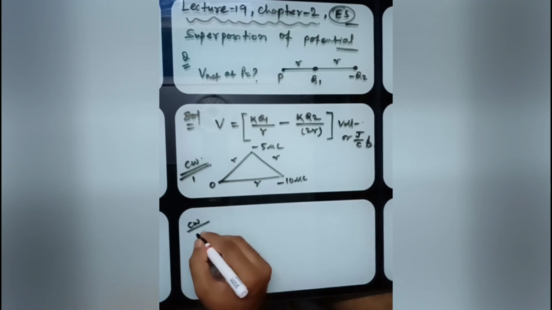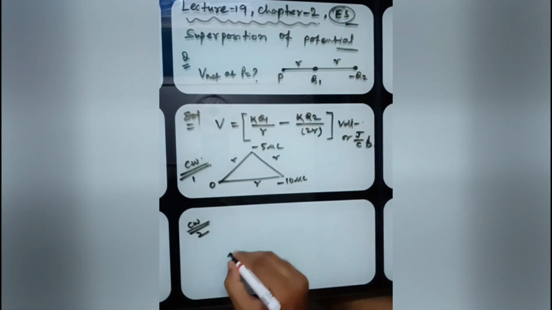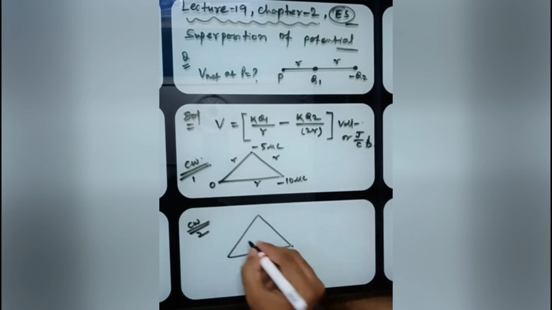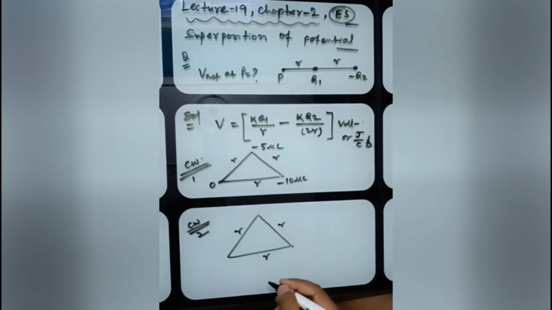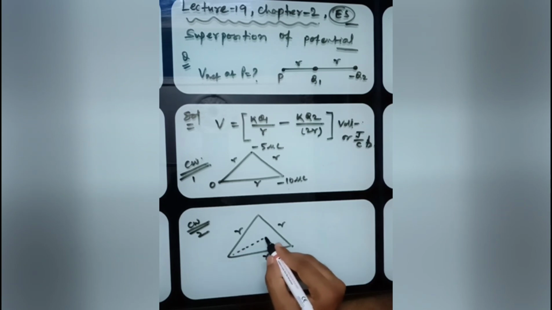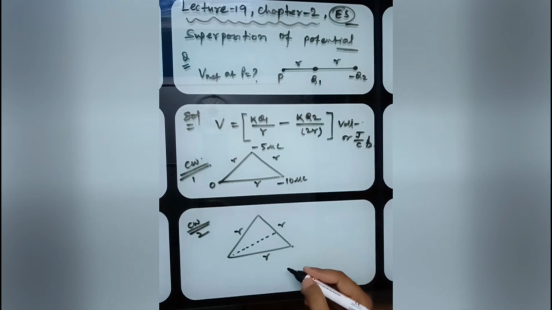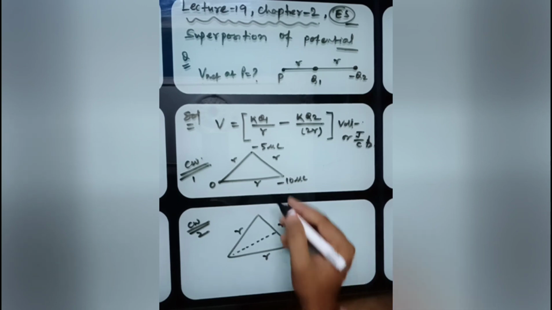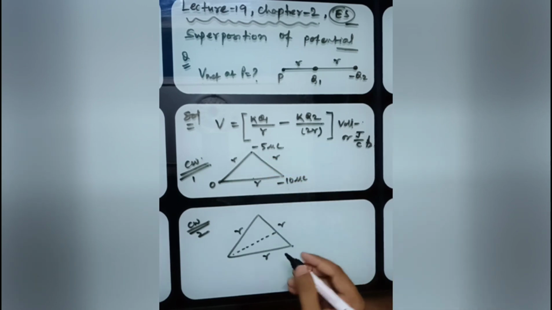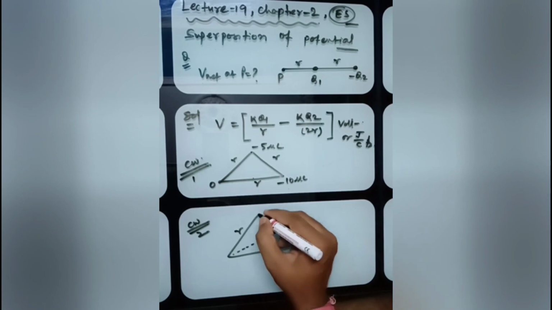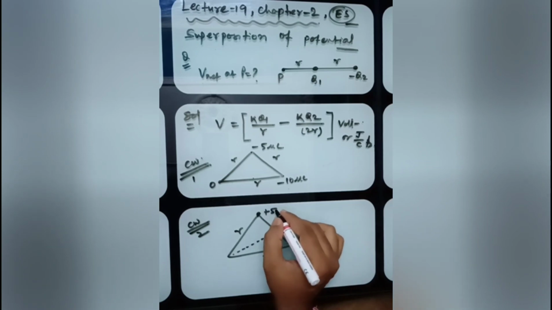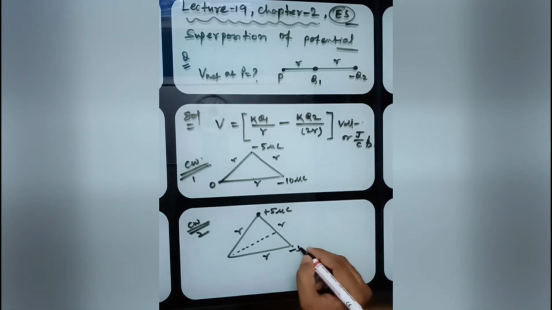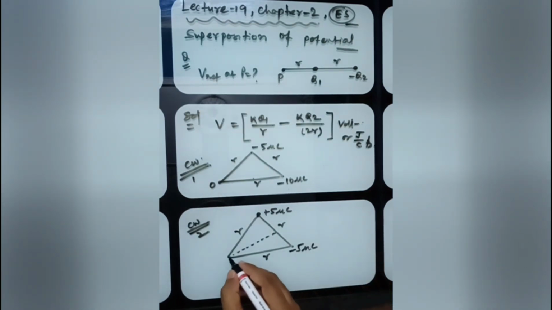Second question. Again, this is the equilateral triangle. The property of equilateral triangle, students, you know that if you draw a perpendicular drop over here, both the distances will be the same. I hope you are well aware. If I put a perpendicular drop, it will be equal. Now, if it is plus 5 microcoulomb and minus 5 microcoulomb, what will be the potential at point O?